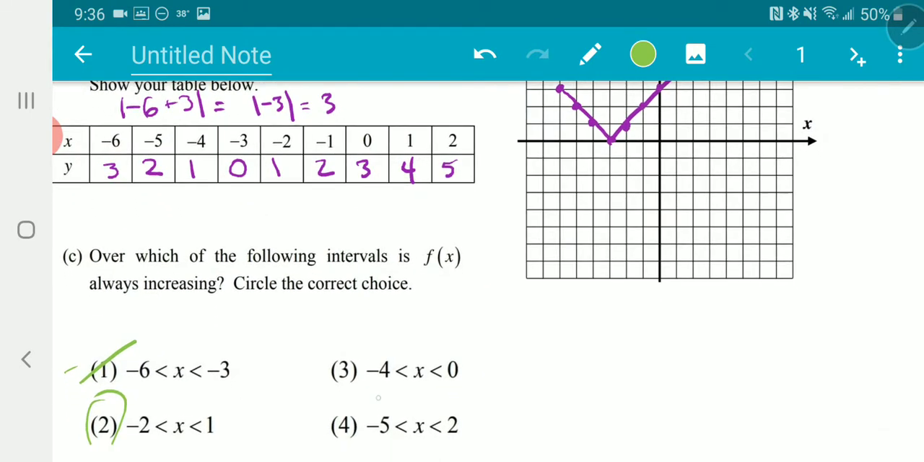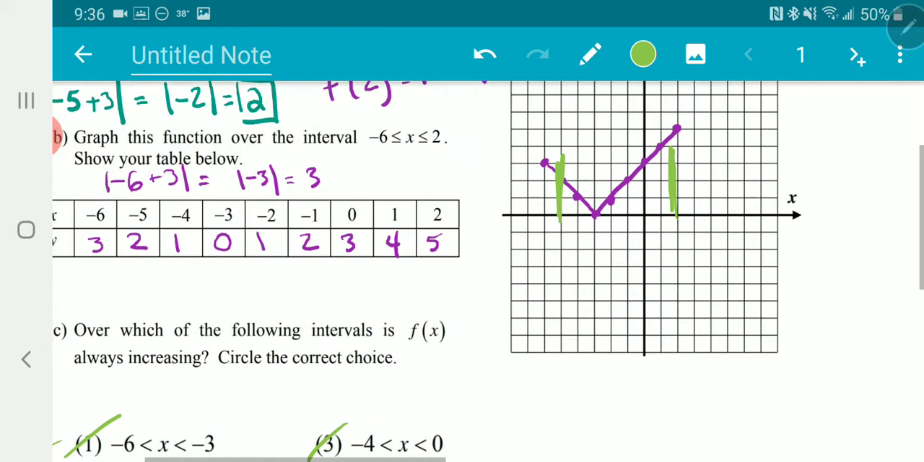Number 3 says -4 to 0. Again, -4 is going to be right here to 0. And on most of this one, I'm increasing, but right at the start, I am decreasing. So I'm not always increasing there. So again, we've got no good there. And lastly, number 4, from -5, which is right here, to +2, which is here. And you can see on that interval, you're getting a little bit of everything. You're going decreasing to increasing. So it is not always increasing.